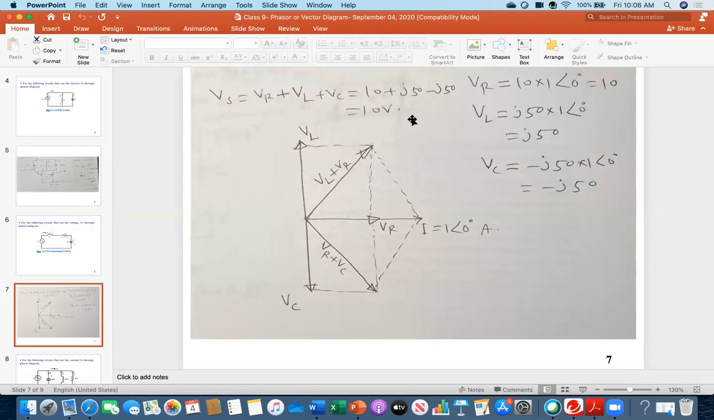The resultant voltage does not have any phase angle. It has 0 degree. There is nothing, which means it has 0 degree. So it is in this line. So this means my vector diagram is correct. My phasor diagram is correct, because numerically I also got the 0 degree angle, just the magnitude 10 volt.